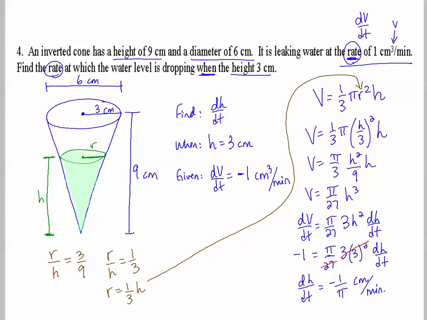Now you can practice writing your answer in words. So when the height is 3 centimeters, the water level drops at a rate of, now that's negative, but when I say drops, that's negative wording right there. So 1 over pi centimeters per minute. I don't say drops at negative. That's a double negative. So drops at this positive rate.